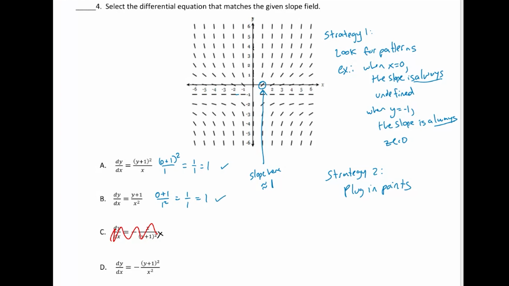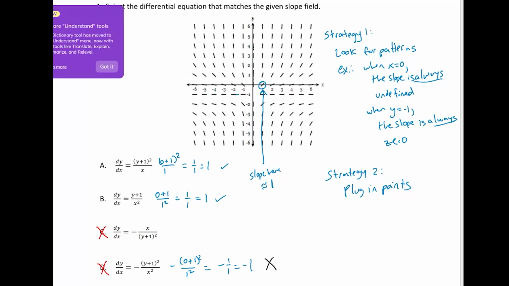That doesn't really get me anywhere closer here, but maybe I'll have some more luck with D here. So if I plug in 1, 0 here, I get 0 plus 1 squared over 1 squared. That's going to be negative 1 over 1. This is negative 1. That is incorrect. So I am able to eliminate an answer choice that way. So we know it's definitely not C. It's definitely not D. It's going to be down to A and B.